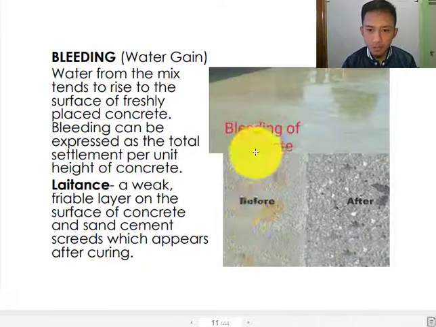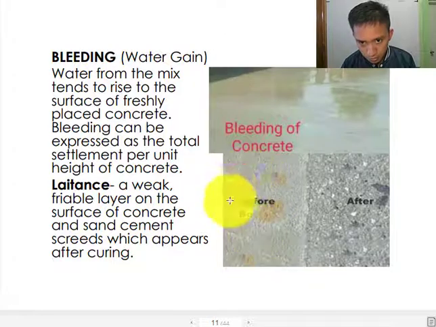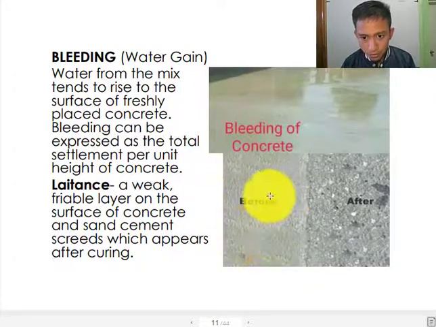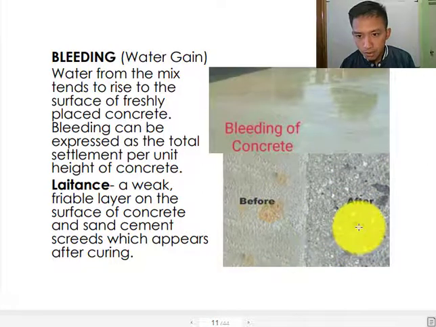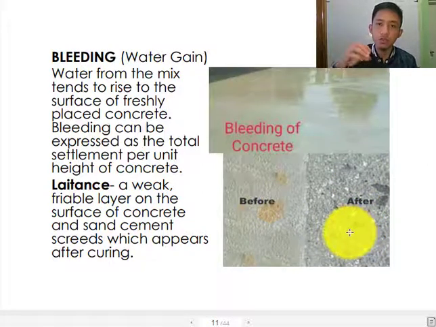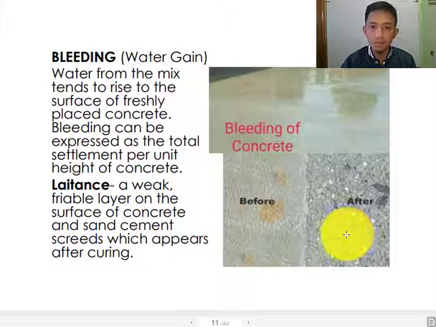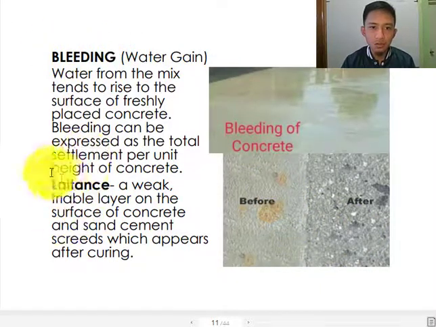So this is the before. It looks good, isn't it? It looks smooth. But after some time, it will look this way. There will now be pores, or voids, on the surface itself. So again, bleeding will result in this laitance.